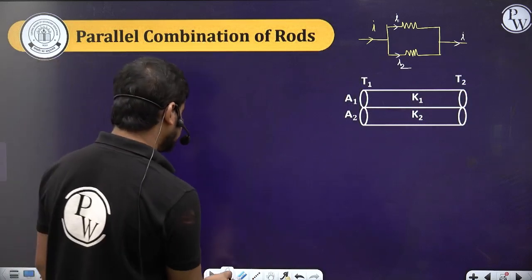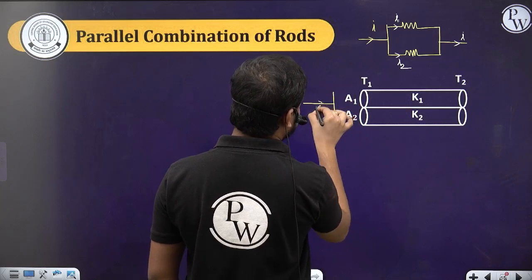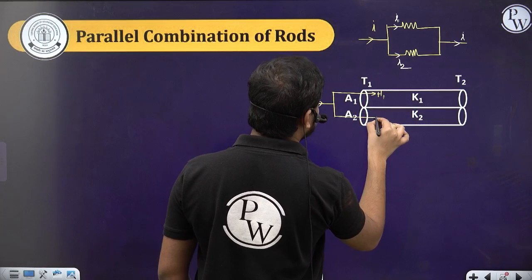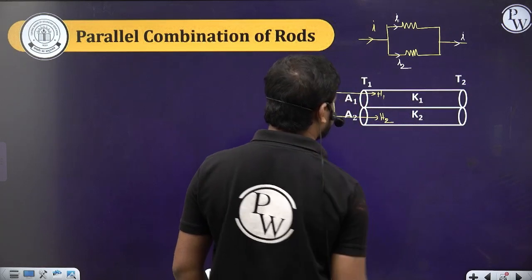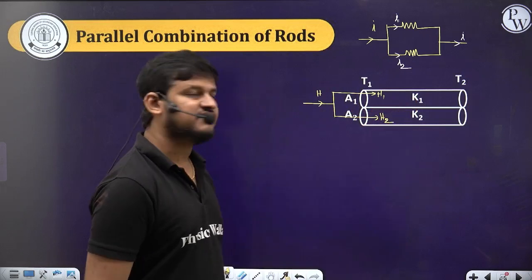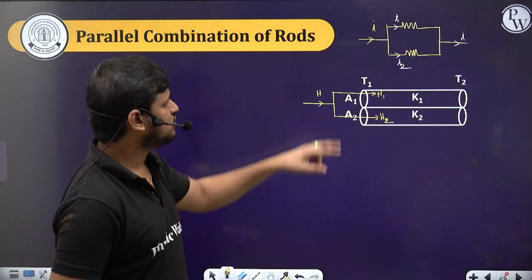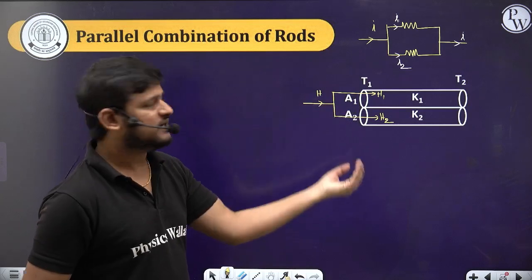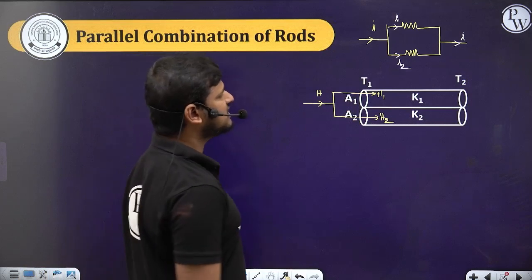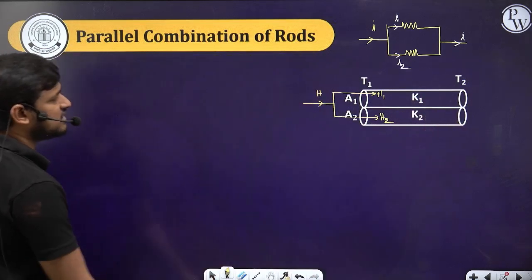Here the same thing, let's suppose some heat current H is coming. Then the H1 heat current flows through this one and H2 heat current flows through this one. Here two metals have thermal conductivity K1 and K2. Their ends are maintained between the temperatures T1 and T2. Their cross sectional areas might be different or might be same, so A1 and A2 I am taking. But their lengths here I have taken same. Let's get the general formula.